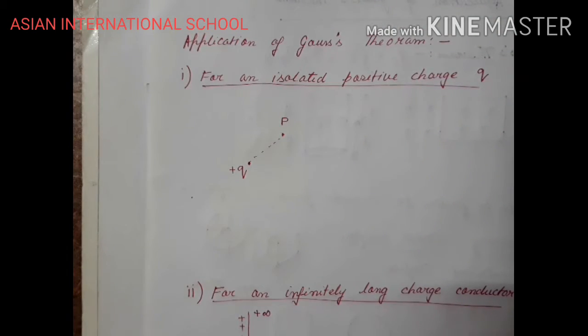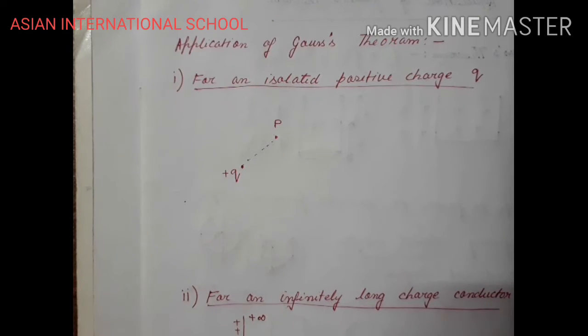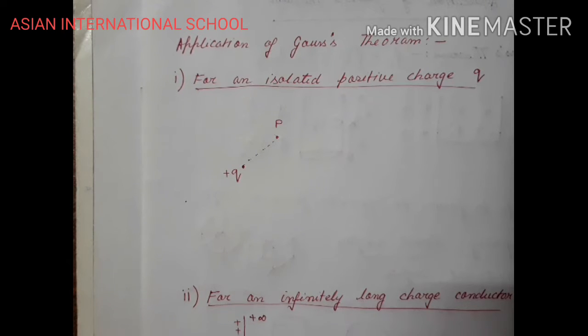So, in the previous class, we calculated flux for simple systems. We enclosed the charge and applied Gauss theorem to calculate the net flux. Today we will study the applications of Gauss theorem for complicated systems, not just such simple systems. And with the help of this Gauss theorem, we will be calculating electric field.